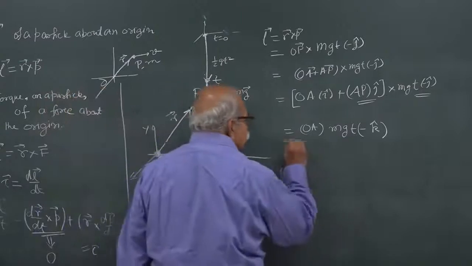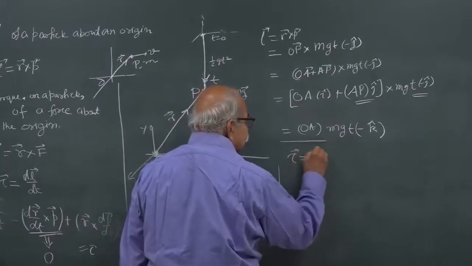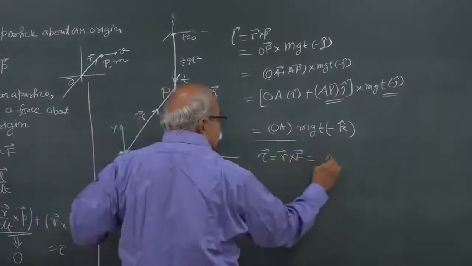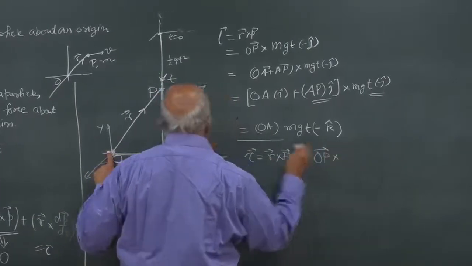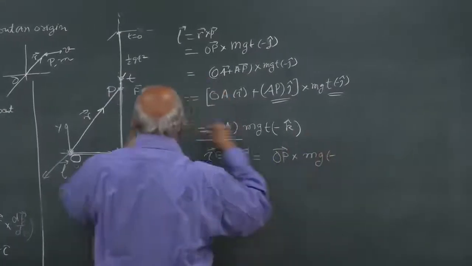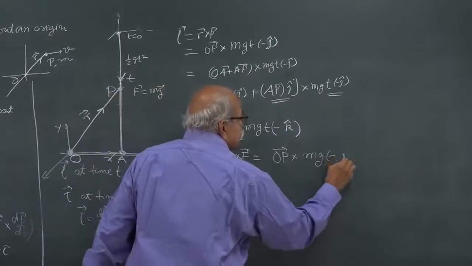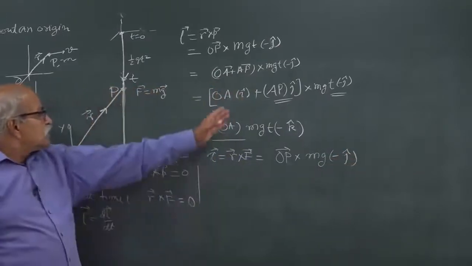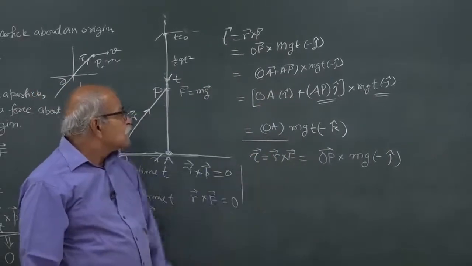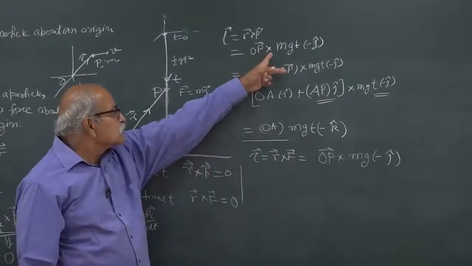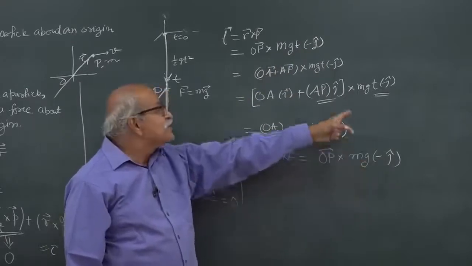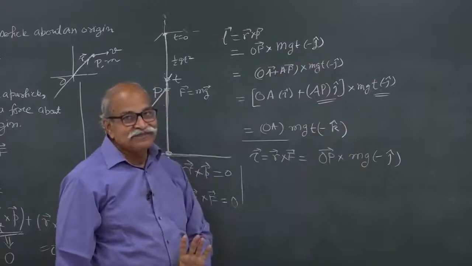What is torque? Torque is r cross F, and r is the OP vector. So, OP cross F, F is mg in the downward direction. So, mg times minus j cap. Look at this expression for L and this expression for torque. What is the difference? OP cross mgt minus j cap, OP cross mg minus j cap. Only this t is not there, otherwise everything is there.